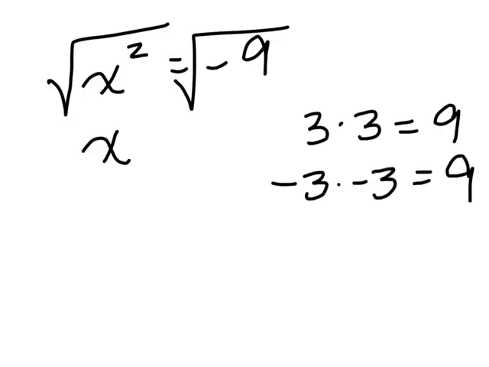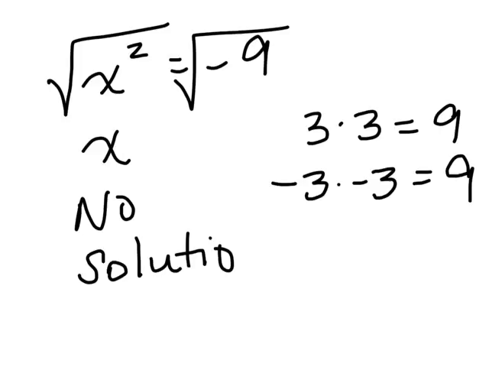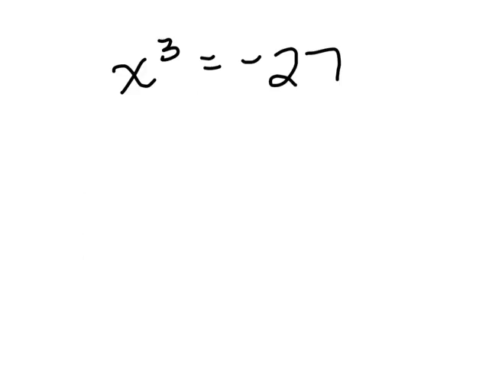There's no type of real number that when I square it, I will get a negative, because every positive times a positive is a positive, and every negative times any negative is also a positive. So we would say that there is no solution to this equation, because no number times itself will give me a negative 9. But what if my equation has a cube involved?